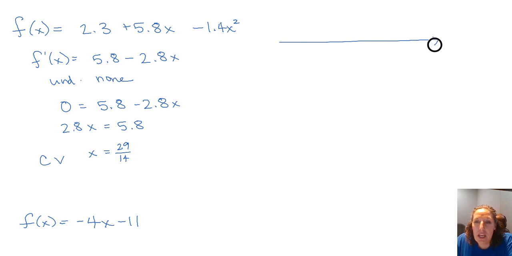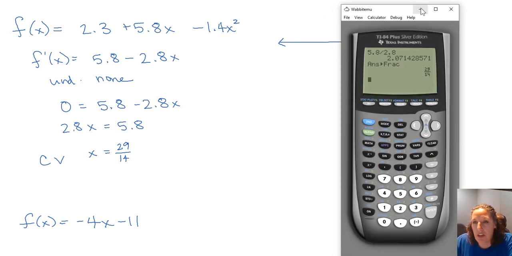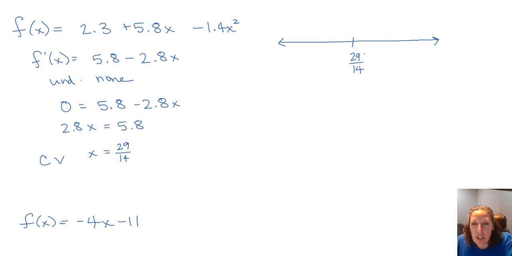So now we're going to make a table, and we would use the domain of the function if this were an application problem or something like that, but this one there wasn't anything given, so our domain is going to be all real numbers. We're going to label our critical value 29/14, and remember that is approximately 2.07. So we can use that to help us find values on each side. If you have more than one critical value, all you need to do is make sure that they are in numerical order whenever you put them on the number line.